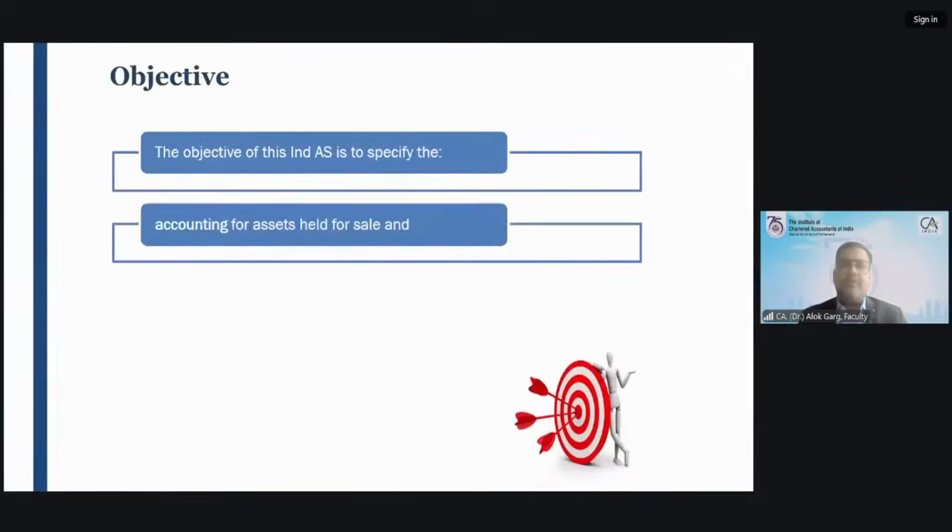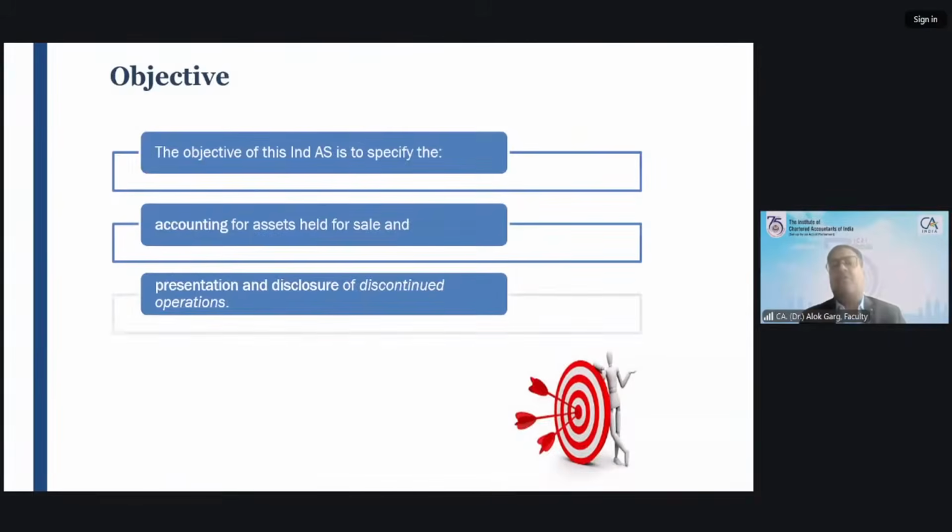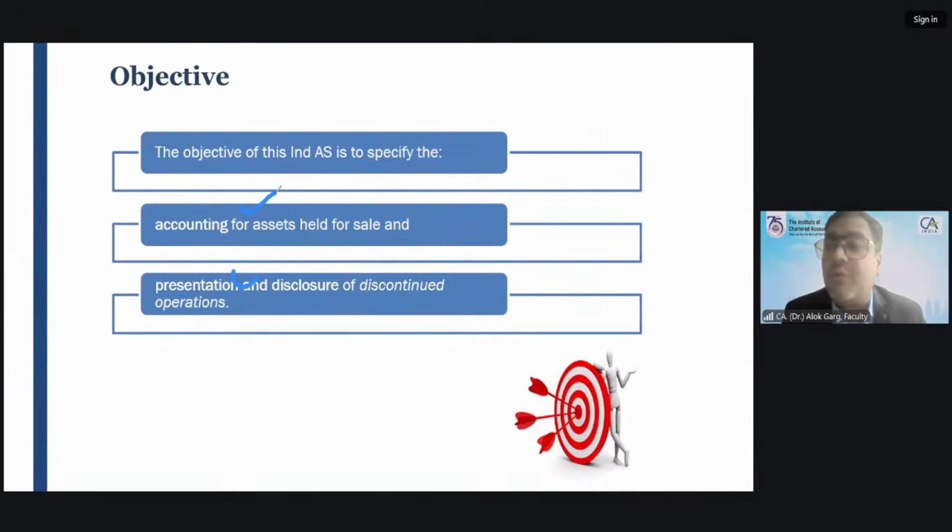This Ind AS 105 talks about two aspects. It talks about accounting for asset held for sale, and it talks about presentation and disclosure of discontinued operation. When I say accounting, what do you mean by accounting? What are the four pillars of accounting? RMPD, sir.